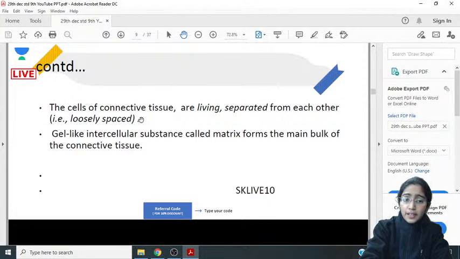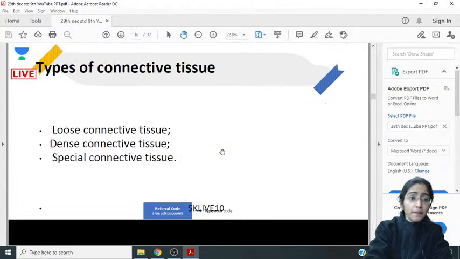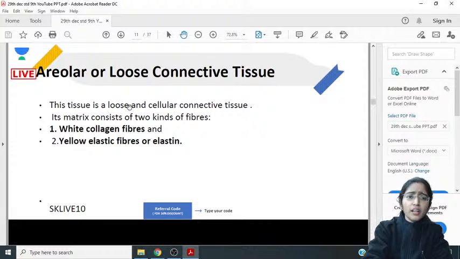The cells of connective tissue are living, separated from each other, with gel-like intercellular substance between the cells. The matrix is present between the cells. Types of connective tissue: loose connective, dense and special. Areolar comes under the loose connective tissue. This tissue is a loose and cellular connective tissue.